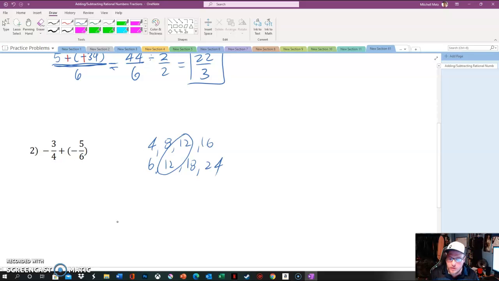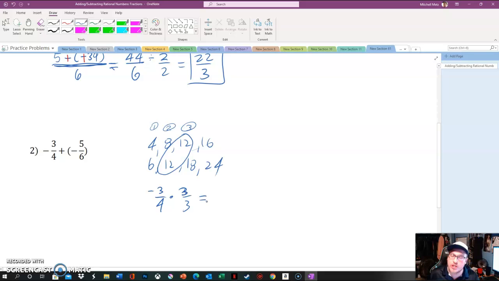So I'm going to have to multiply negative 3/4 times a number and negative 5/6 times another number. So again, they're going to be fractions. Let's do it on the side. So I'm going to do negative 3 over 4 times whatever's going to make this 12. So if we look at our multiplication chart right here, we did this once, twice, 3 times. So 4 times 3 will make 12. So I'm going to multiply negative 3 over 4 times 3 over 3.